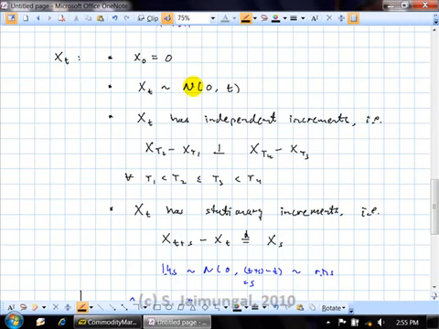So it doesn't have the correct mean, but I can correct it so that it does. I can subtract something from it so that the mean is 0, right? Nt minus lambda times t, lambda being the activity rate of the Poisson.